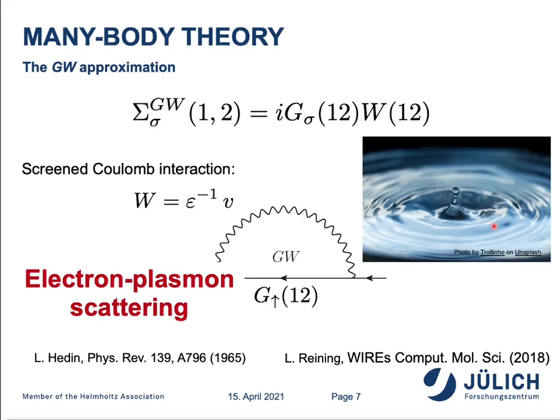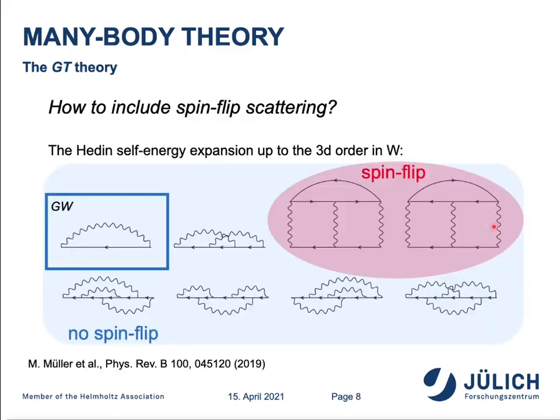It is important to emphasize that the GW approximation by construction does not include those processes that change the spin of electrons. What then could be a way to include the spin-flip scattering into our calculations? For that, in our recent publication, we have presented an approach to incorporate the spin-flip excitations by taking into account high-order diagrams in the expansion of the Hedin self-energy in terms of the screened Coulomb potential.